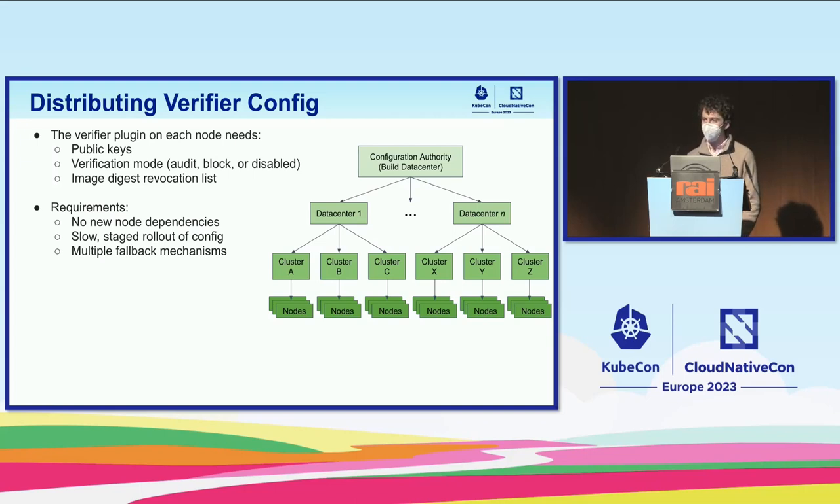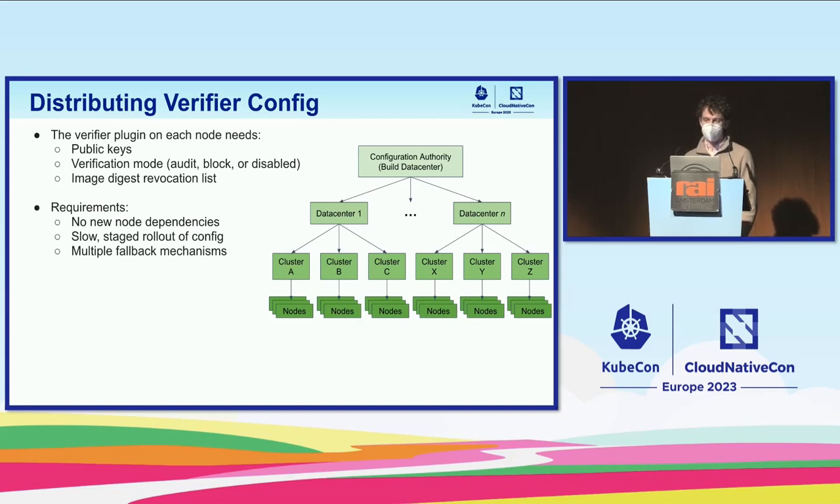So the last thing that we need to talk about for image verification is how we're distributing the config for verification to the node. In order to verify an image signature, the containerd plugin needs several pieces of information. First, it needs a trusted public key set. And this is dynamic if you consider key rotations. Second, it needs a verification mode. So we need the ability to put the system into either audit mode, where it's only checking but not blocking anything, blocking mode, where it would reject images that aren't signed, or a disabled mode to disable the entire system. And additionally, we'd like to configure this at a relatively granular level so we can be in different modes in different parts of our infrastructure.